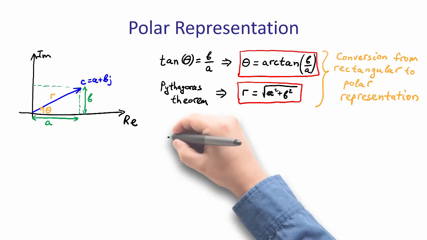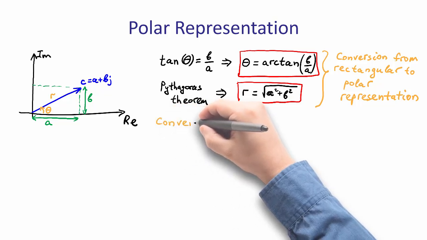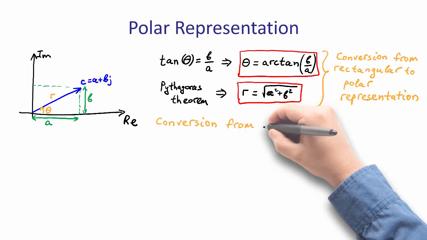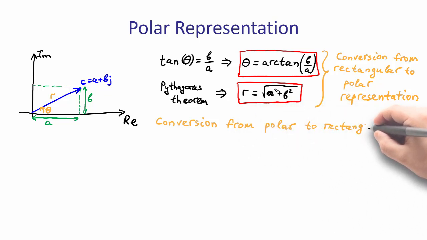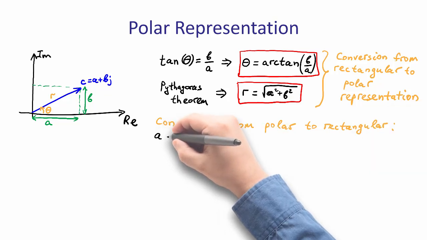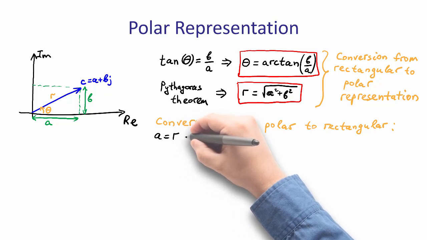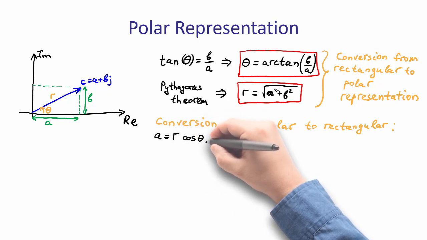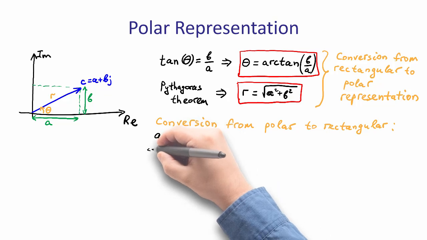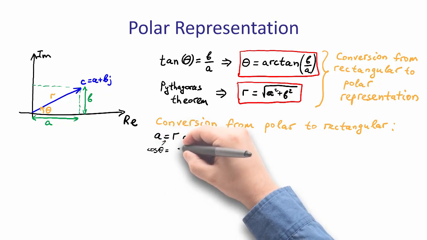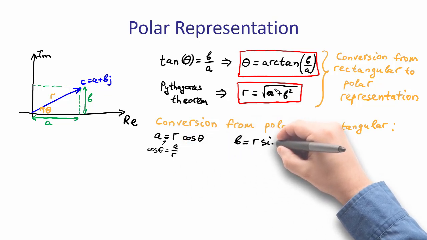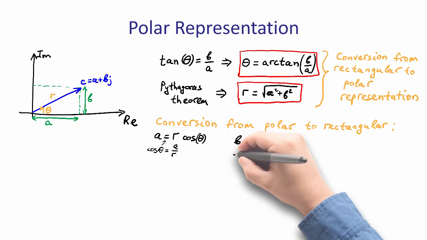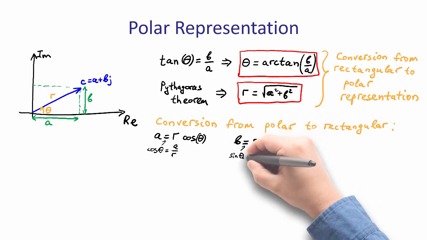If you want to go back and define a and b as a function of r and theta, so we want to convert polar representation into the rectangular representation, all we need to do is to use trigonometry. Since we know that cosine theta is a over r, then a equals r multiplied by cosine of theta. Now, we know that b over r is sine of theta, so b equals r multiplied by sine of theta.